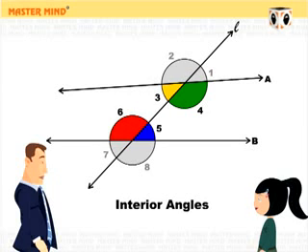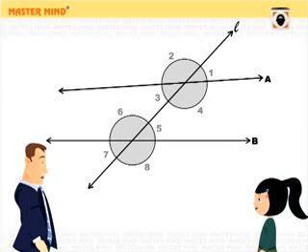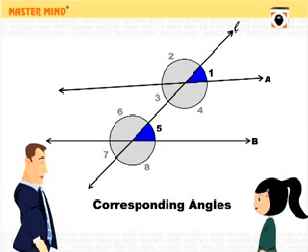That's quite clear, Professor. Now observe angle 1 and angle 5. Both the angles are on the same side of the transversal and both the angles are above the lines A and B respectively. So this is a pair of corresponding angles. Now Bubbly, can you tell me how many other pairs of corresponding angles you can observe in this figure? Professor, I can see only one more pair, that is angle 2 and angle 6.